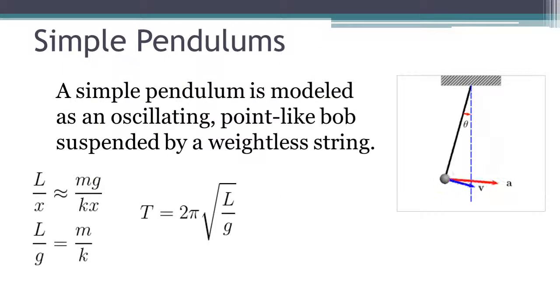A simple pendulum is modeled as an oscillating, point-like bob suspended by a weightless string. The picture on the right serves as a great illustration of the velocity and acceleration of a simple pendulum in simple harmonic motion.